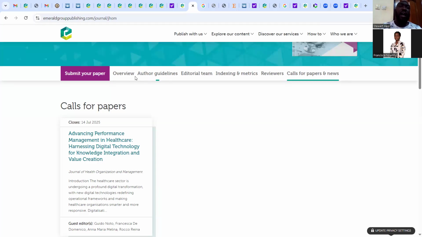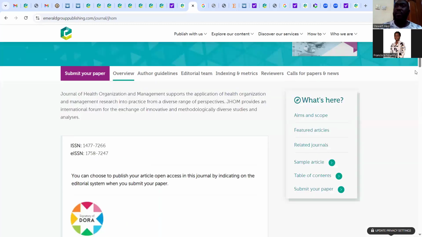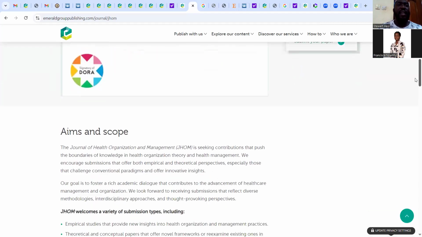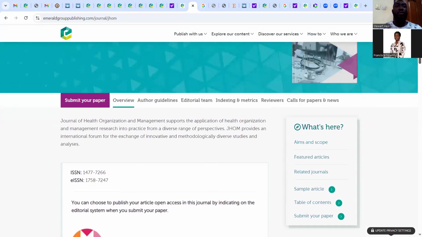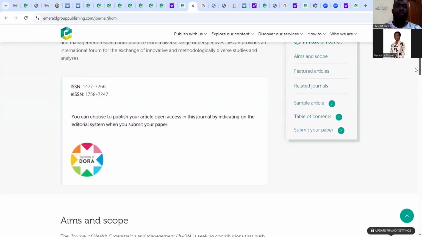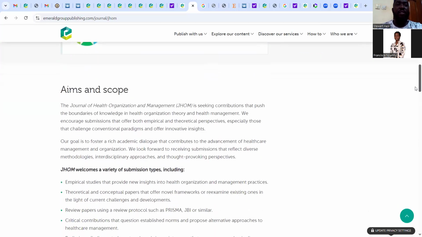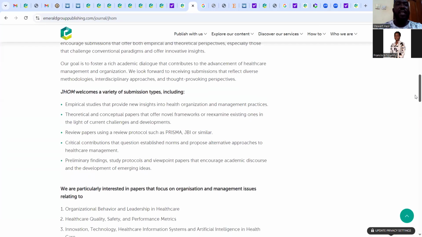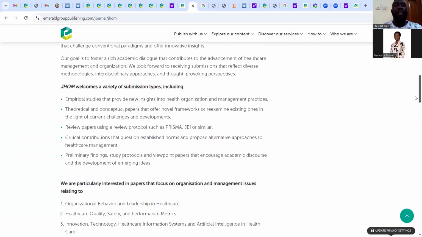Then let's now look at the overview of the journal, the kind of things the journal does or the areas they're interested in. So we will go to overview, then pull it down and you see the aim and scope of the journal. The journal welcomes a variety of submissions. It says empirical studies that provide new insight into health organization and management practices, theoretical and conceptual papers that offer novel frameworks or re-examine existing ones in the light of current challenges and developments, and all that.